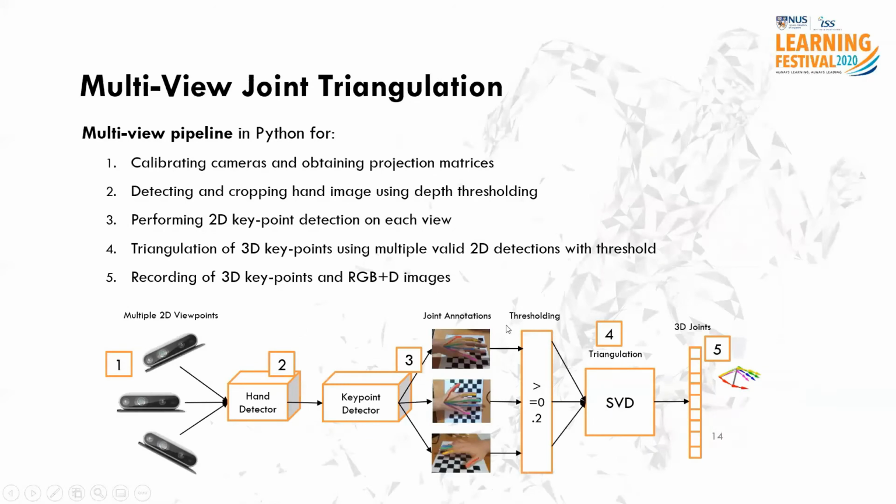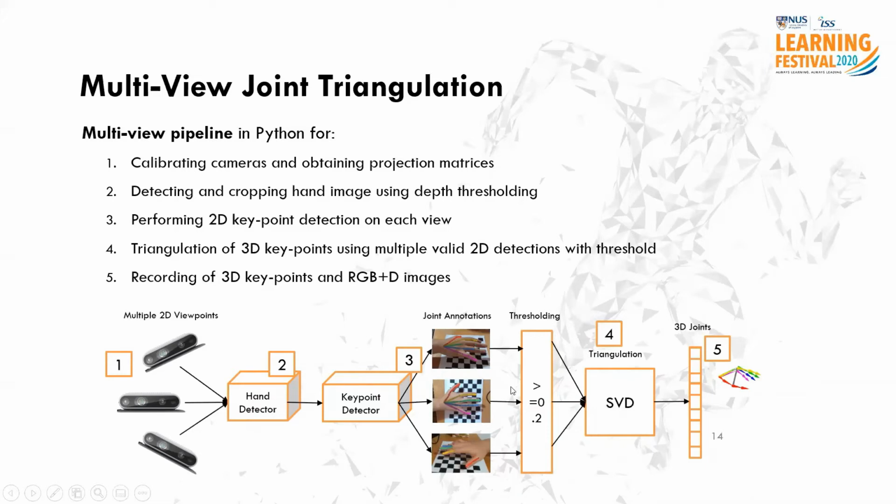So this is the overall pipeline for the multi-view triangulation method. First, the RGB images are collected from the stream using multiple cameras, which are then used to obtain the projection matrices and calibrate the cameras. Next, the hand image is cropped by detecting it based on a certain depth or distance threshold and passed to the detector. Or it can also be detected using the OpenPose detector that comes along with it. For each of these images, the 2D hand joint positions are then detected, shown over here, using the OpenPose model.